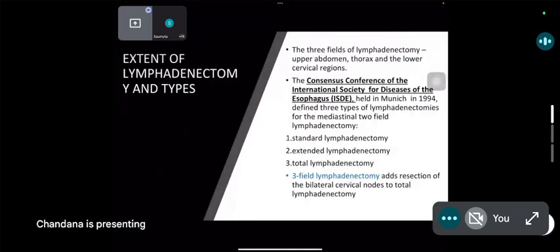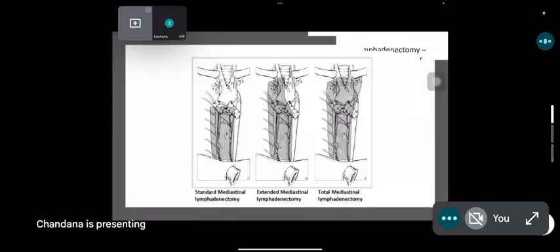Okay, the consensus conference of the International Society for Diseases of the Esophagus defined 3 types of lymphadenectomy. That is standard lymphadenectomy, extended lymphadenectomy and total lymphadenectomy. 3-field lymphadenectomy adds resection of bilateral cervical nodes to the total lymphadenectomy.